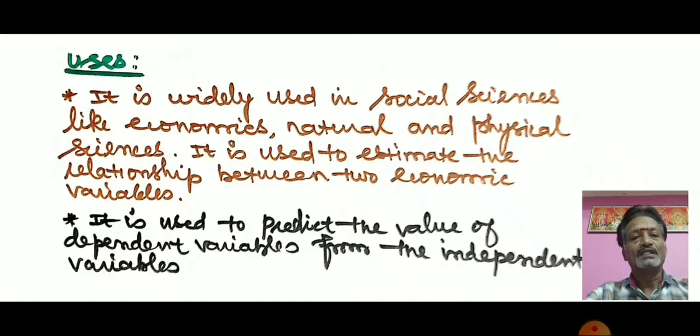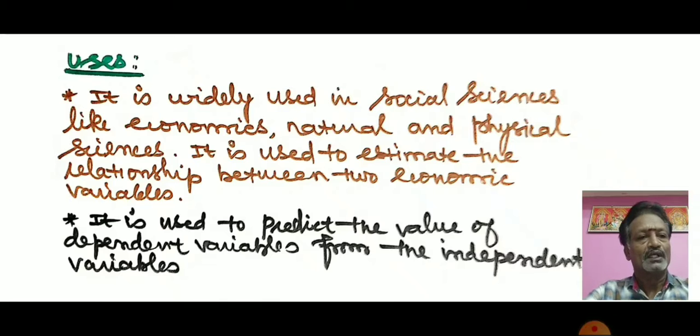The second one, it is used to predict the value of the dependent variable from the independent variable. For example, take the relationship between quantity demanded and price. Here quantity demanded is the dependent variable and price is the independent variable. If there is any change in the independent variable, price, what is the impact on the dependent variable, quantity demanded? That we can estimate. So this is nothing but the law of demand.